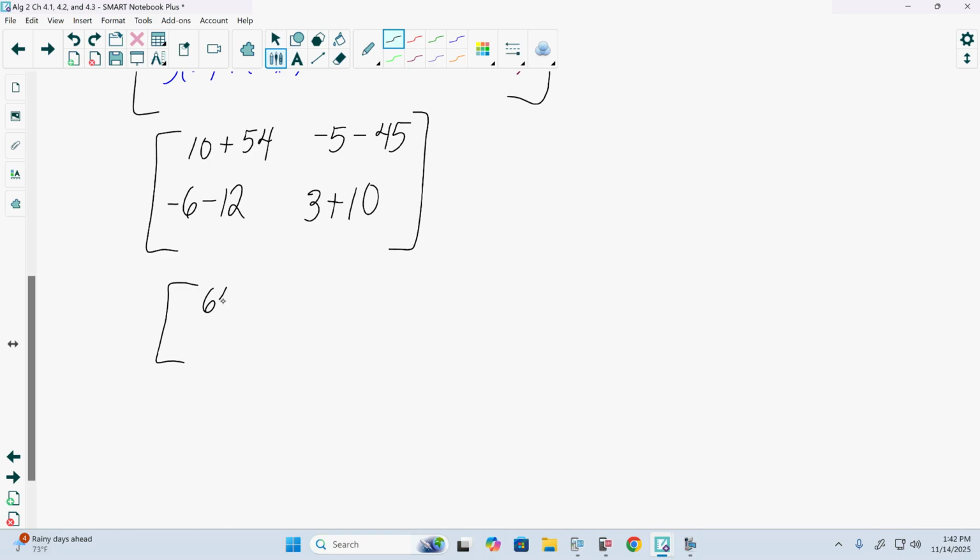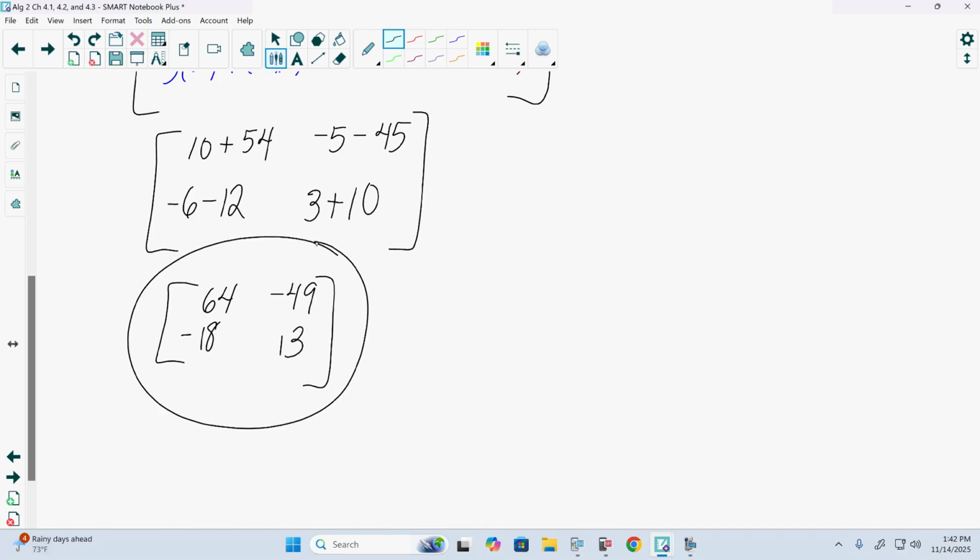And last but not least, we add. So 10 plus 54 is 64. Negative 5 minus 45 is negative 50. Negative 6 minus 12 is negative 18. And 3 plus 10 is 13. Thank you, I knew I was missing something. Yeah, I think I saw it as negative 44 instead of negative 45.